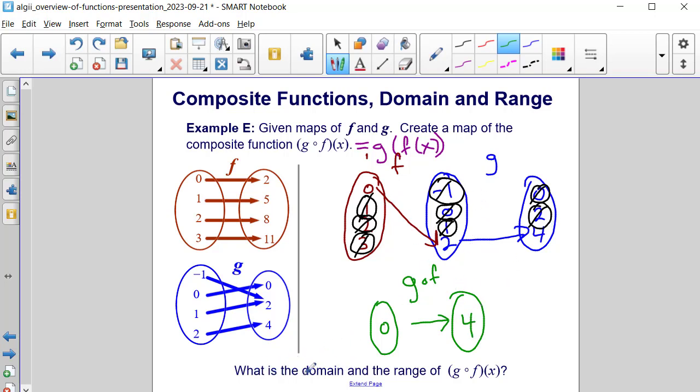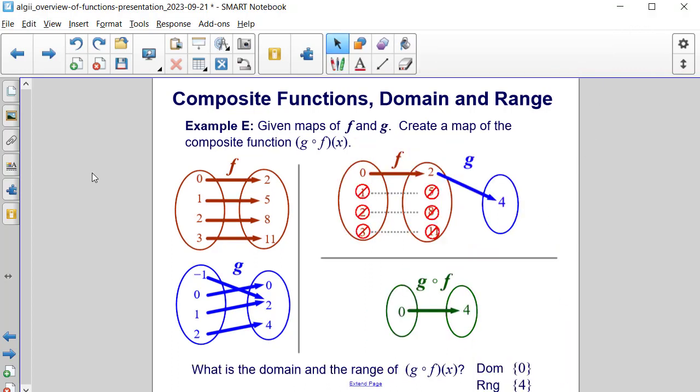Now we can answer this question: what is the domain and range of g of f of x? Well, the domain only includes 0, and the range only includes 4. And here's the solution to this example problem.